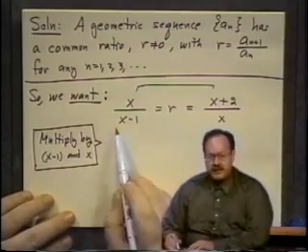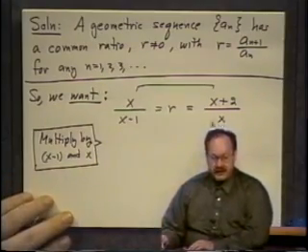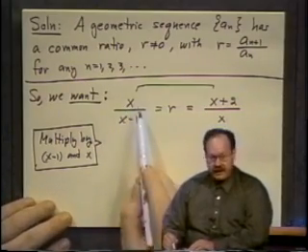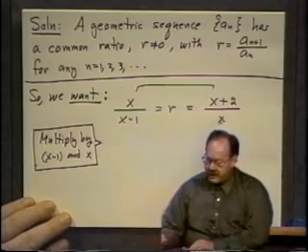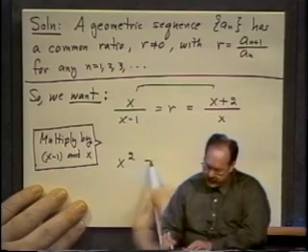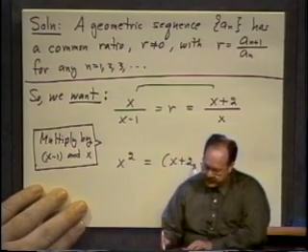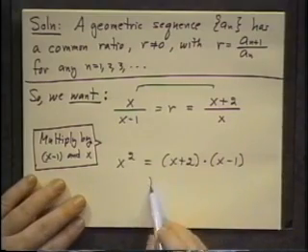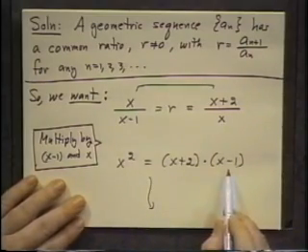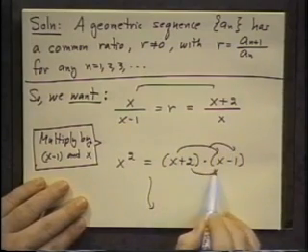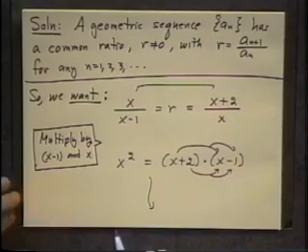Because if I multiply both sides by x, the x in the bottom here will disappear and I'll have a power of x up here. And if I multiply by x minus 1, it'll disappear from the denominator here and appear up here. In other words, I will have x squared is equal to x plus 2 times x minus 1. And then what I'm going to do is multiply this out. So I'll take x times x and then x times minus 1, 2 times x and then 2 times minus 1, which will take me to the next page.